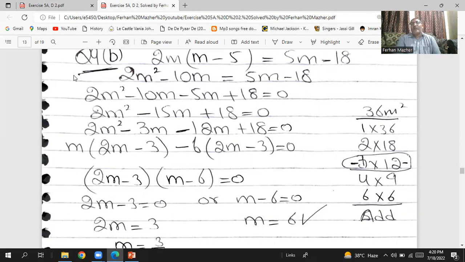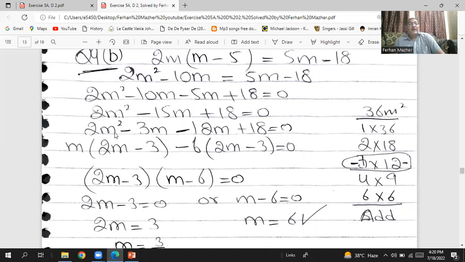So 3 and 12, when you add them, you get 15. But you want minus 15, so both of them will be given the negative sign. So you will have 2m square minus 3m minus 12m plus 18 equals to 0.